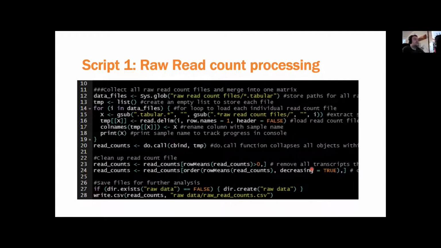Okay, so the first script is basically all about processing these raw read count files into one single matrix that contains the full data set. So basically, we start out with defining the paths where the read count files are saved using this Sys.glob function. So this is just telling R where to actually find all of the files.